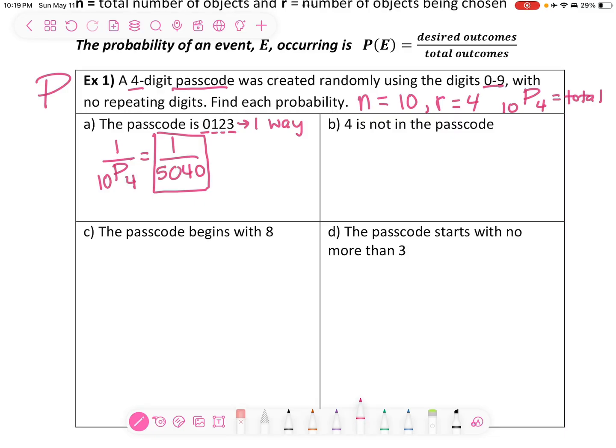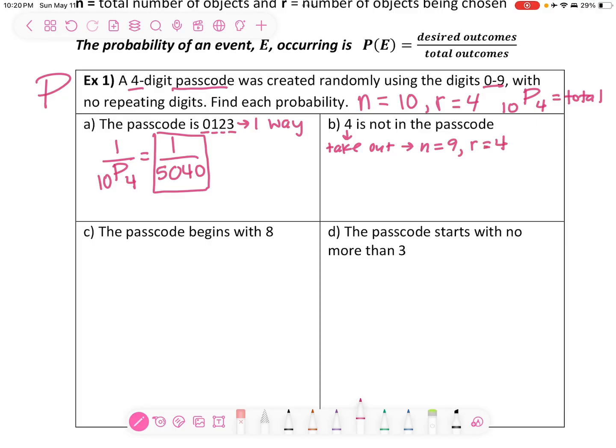Now we can look at B. B says 4 is not in the passcode. Okay, so the desired outcome is that 4 is not in the passcode. Well, in the digits 0 to 9, if I take out 4, that's going to leave us with an N of 9 left. So instead of 10 total digits, we're going to have 9 left because we're not going to use 4. But we still have to choose 4 digits, right? So the N has changed, right? N is 9, but the R has not changed.